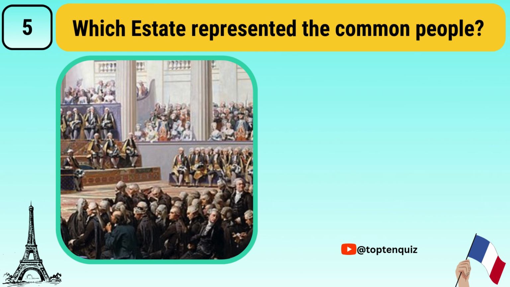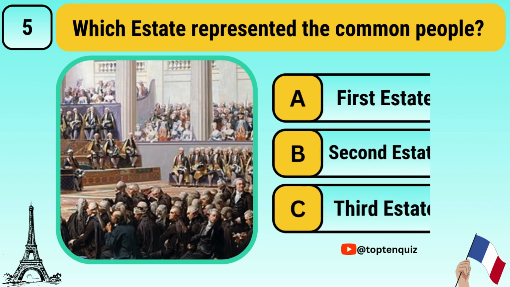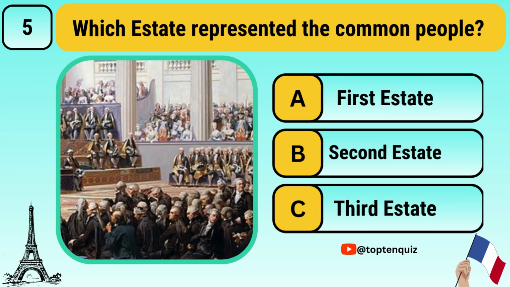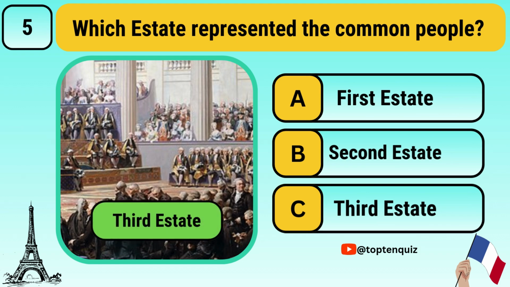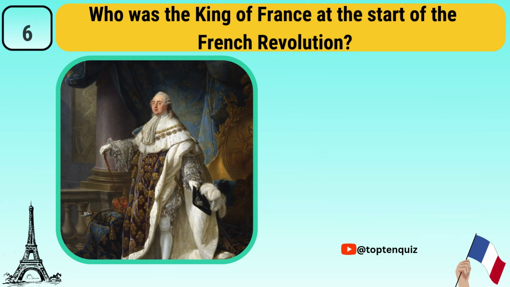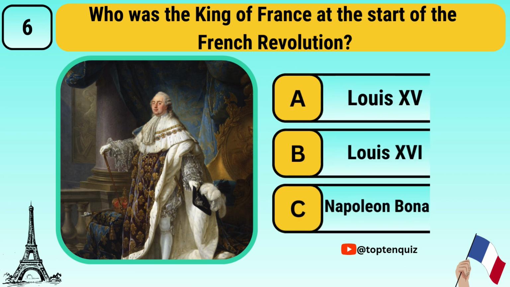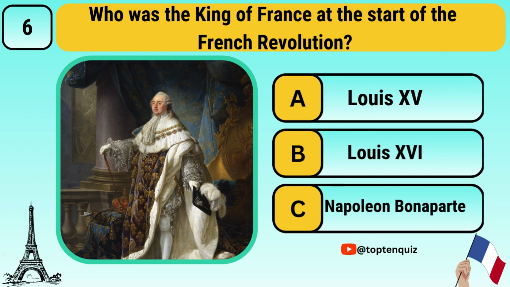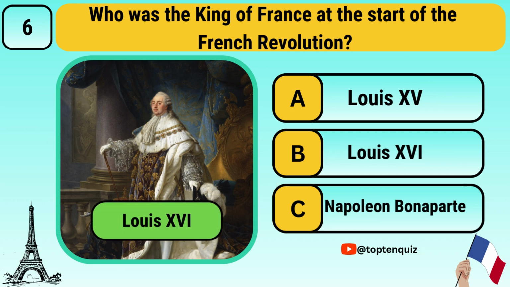Which estate represented the common people? First estate, second estate, third estate. It is the third estate. Who was the king of France at the start of the French Revolution? Louis XV, Louis XVI, Napoleon Bonaparte. Louis XVI.